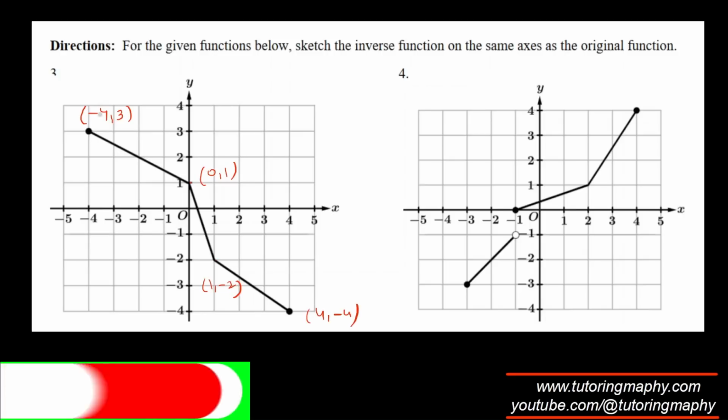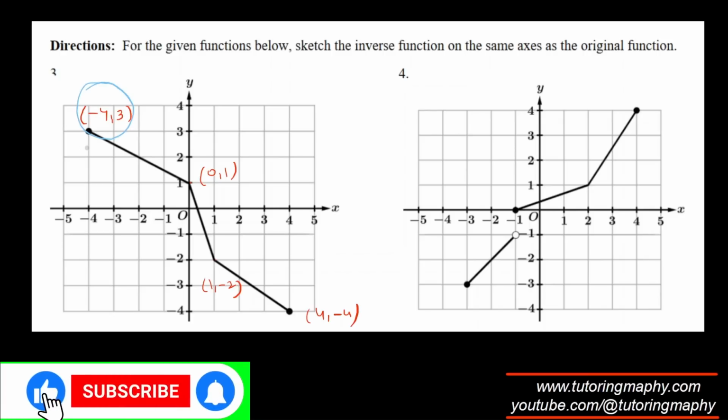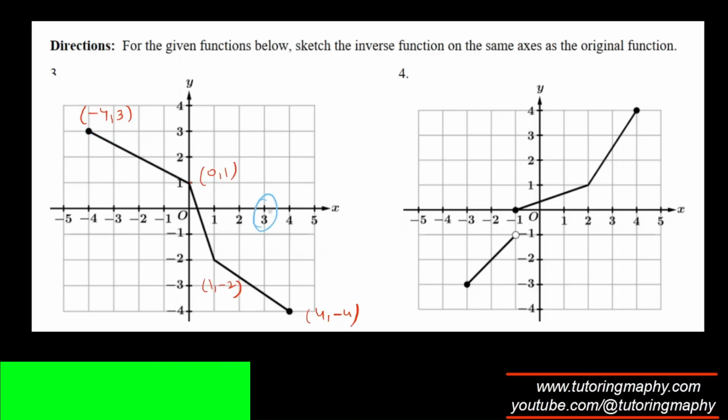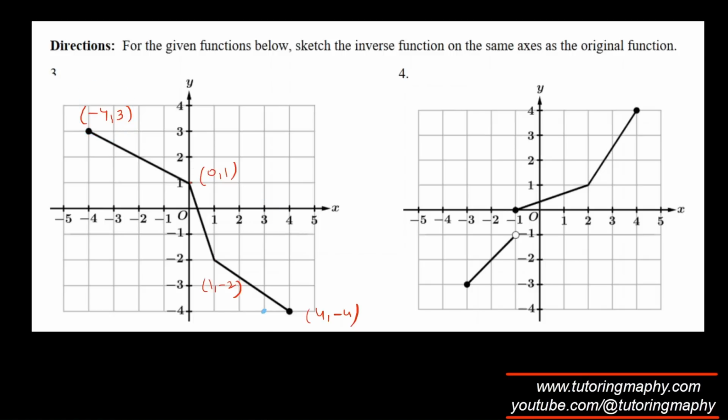Now, in inverse, as we know, the x and y interchange, right? So here, negative 4 comma 3, the inverse function will have 3 comma negative 4. 3 is right here and negative 4 is right here. So 3 comma negative 4, that's the first point. Then 0 comma 1 will become 1 comma 0, which is right here, 1 comma 0. Then 1 comma negative 2 will become negative 2 comma 1.